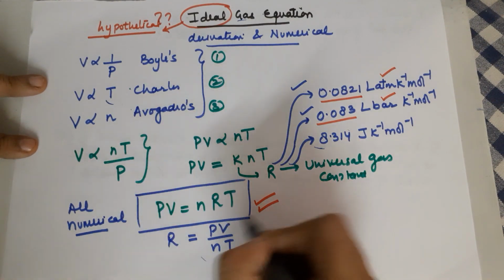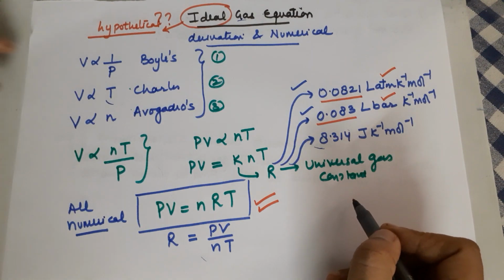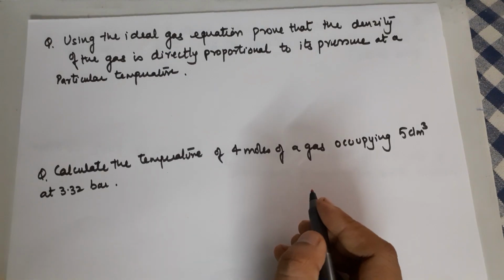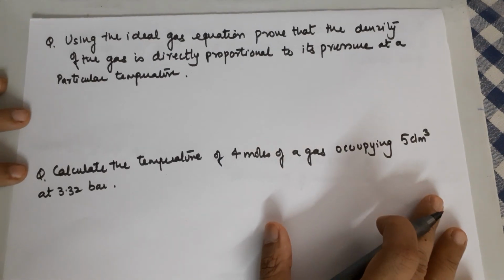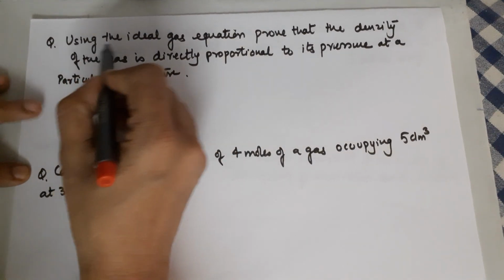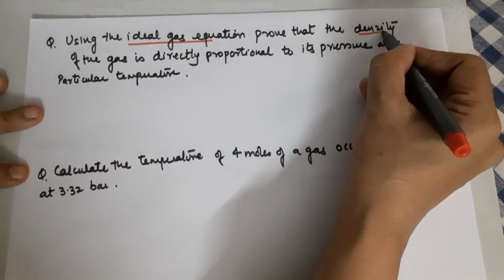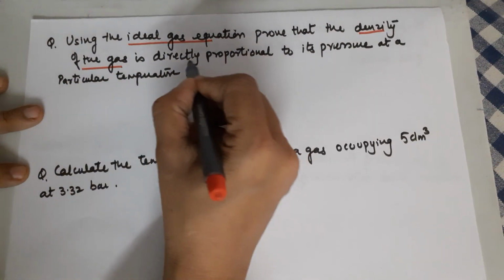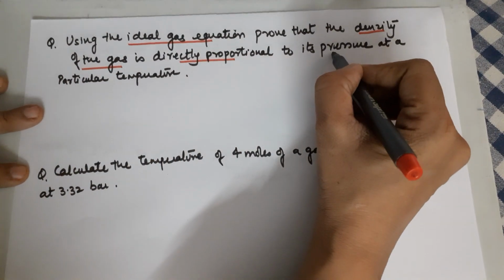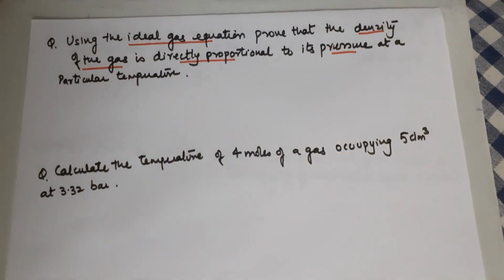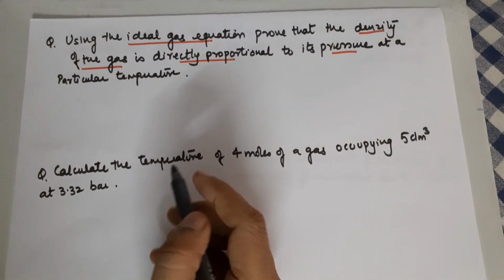So for your numericals, you would be using PV = nRT. Moving on further, coming to the first question, you have to use your ideal gas equation and prove that the density of a gas is directly proportional to its pressure. That means we are trying to derive a relationship of density and pressure.